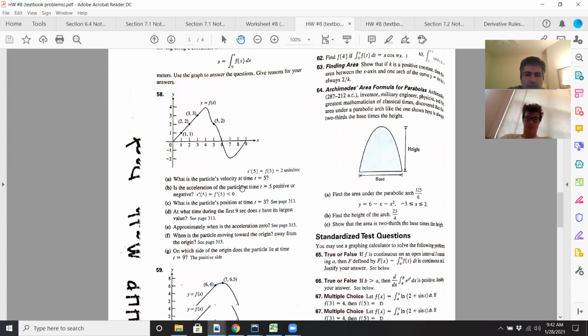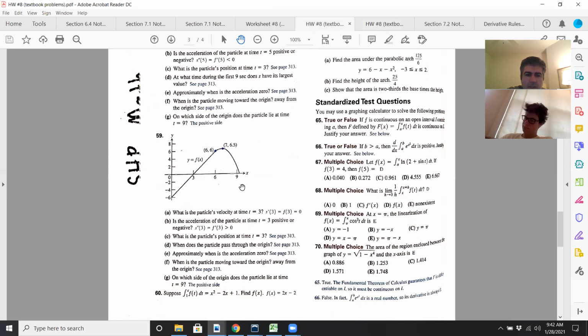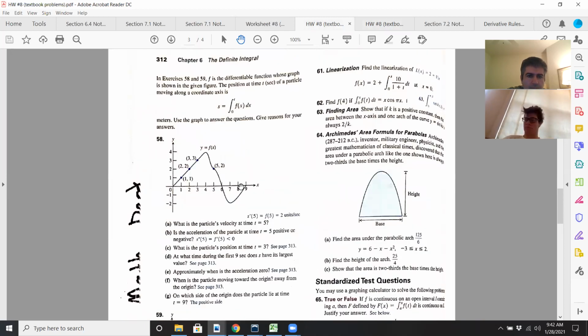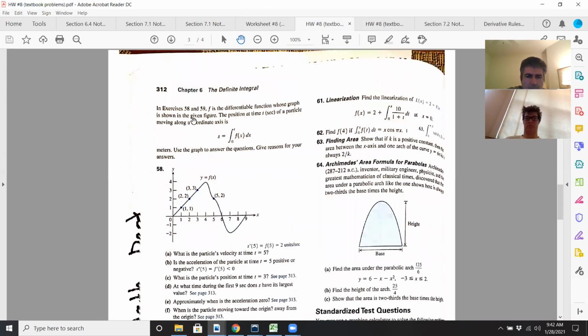59 is using a little bit of linear motion. And I guess this is, using the instructions up here, a position function.